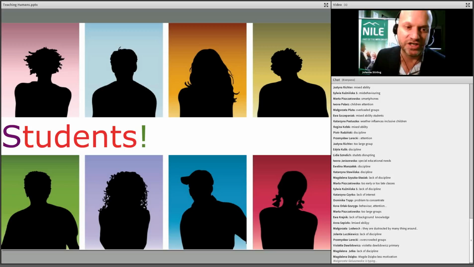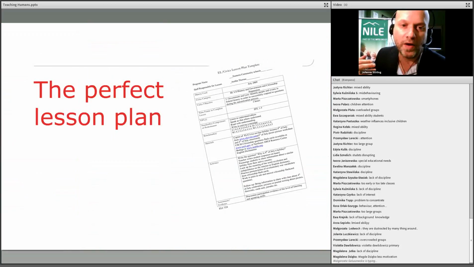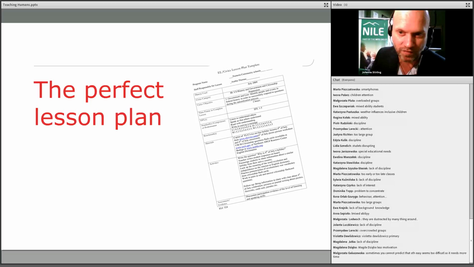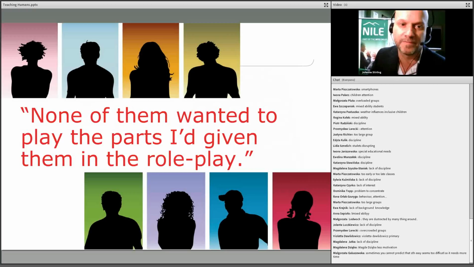So that's what we mean by teaching humans, understanding what's going on in the minds of the students, what they bring with them. Okay, so we're looking at how we can adapt that lesson plan, both in terms of what we do in the class and in terms of how we prepare for the class, right? So what I'm going to talk about first of all is the aspect of role play, because in the communicative classroom, that's one of the things that we ask students to do often, is to play certain roles, right?